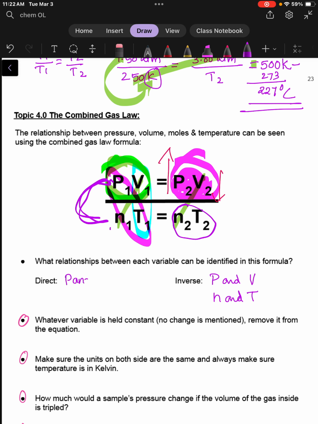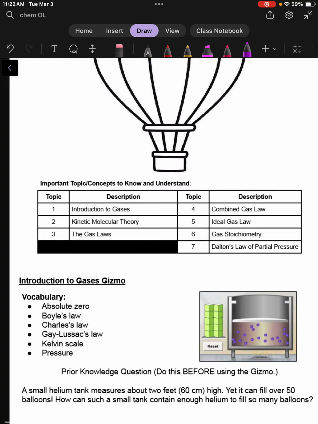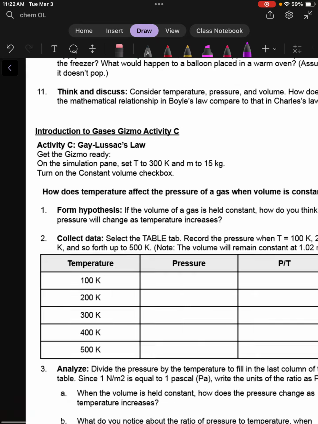So let's pick: there is P and N, then V and T, then V and N, and one more, which is P and T. There are four you can connect. That will help you to answer some of the conceptual questions.